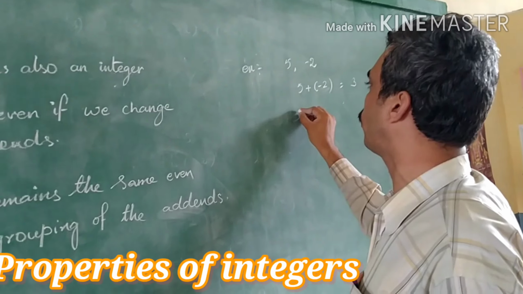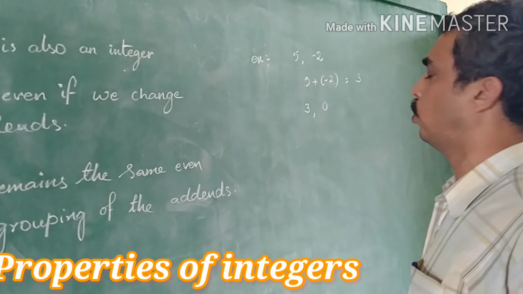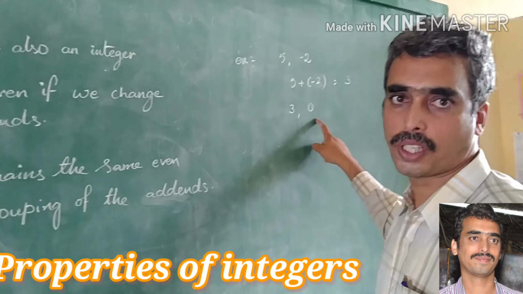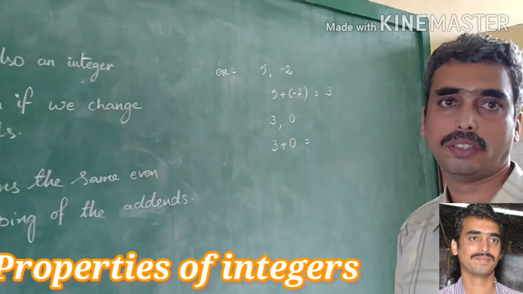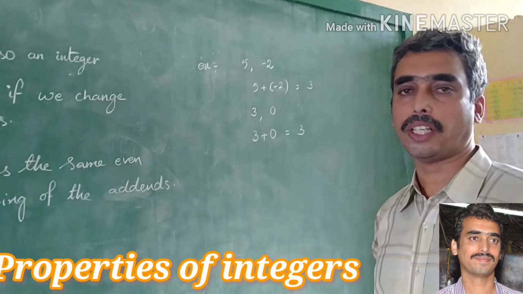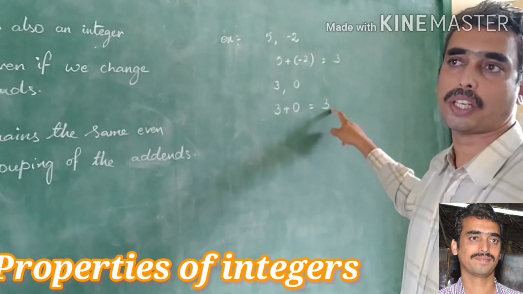I will give you one more example. Let us take the numbers 3 and 0. Is 0 an integer? Yes. 3 is an integer, 0 is an integer. If you add both, 3 plus 0, how much? Yes, 3 plus 0 is equal to 3. So 3 is also an integer. The sum of any two integers is also an integer.